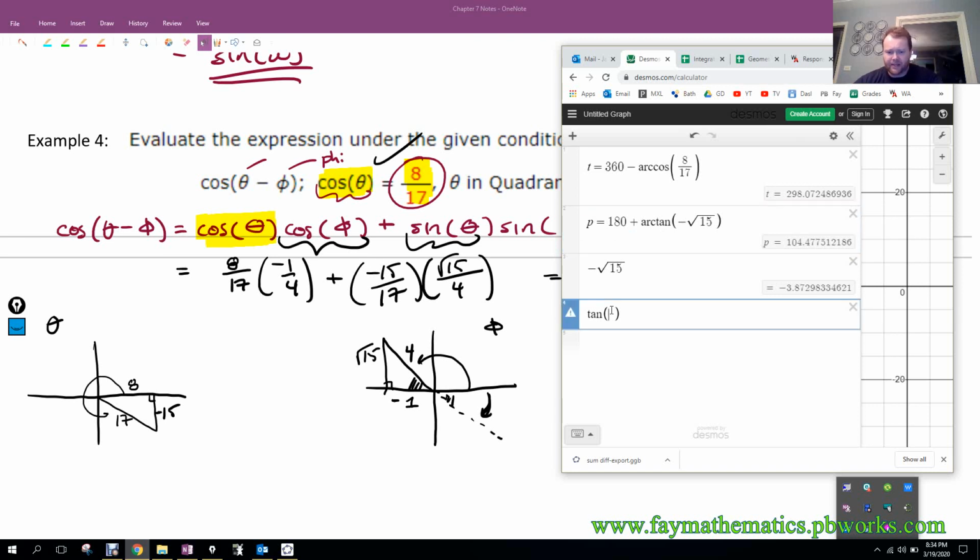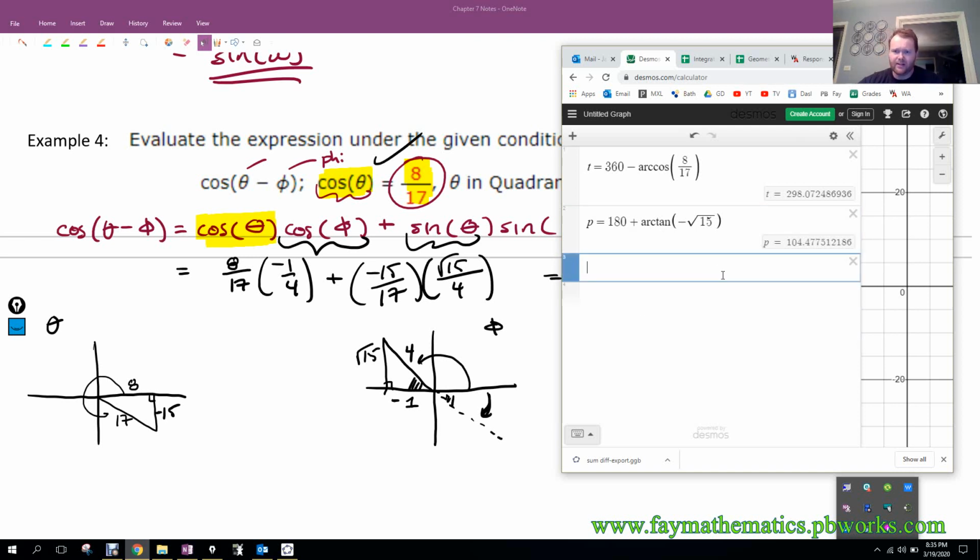If I take tangent of P, you see that gives me the same amount. So I know, per the information that was provided, that this angle theta is 298 and the angle phi is 104. Okay, how does that help me? Well, let's take the cosine of theta minus phi and see what it gives me.